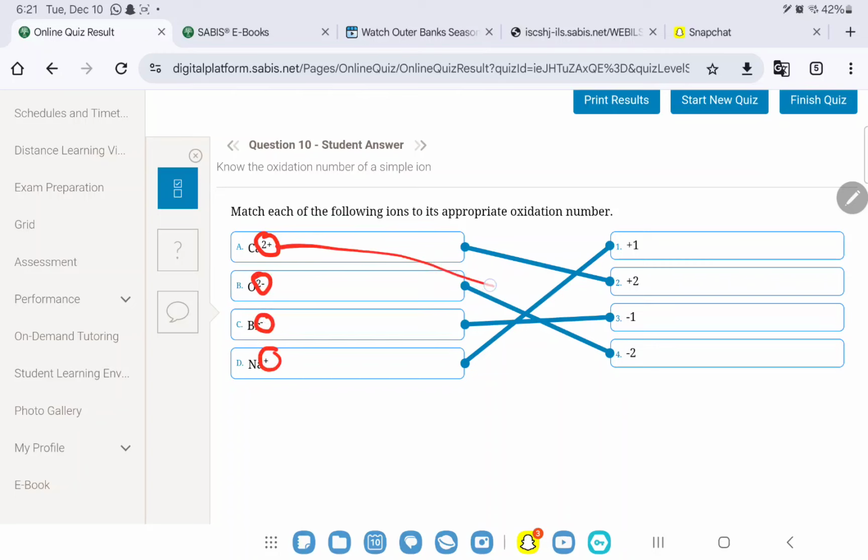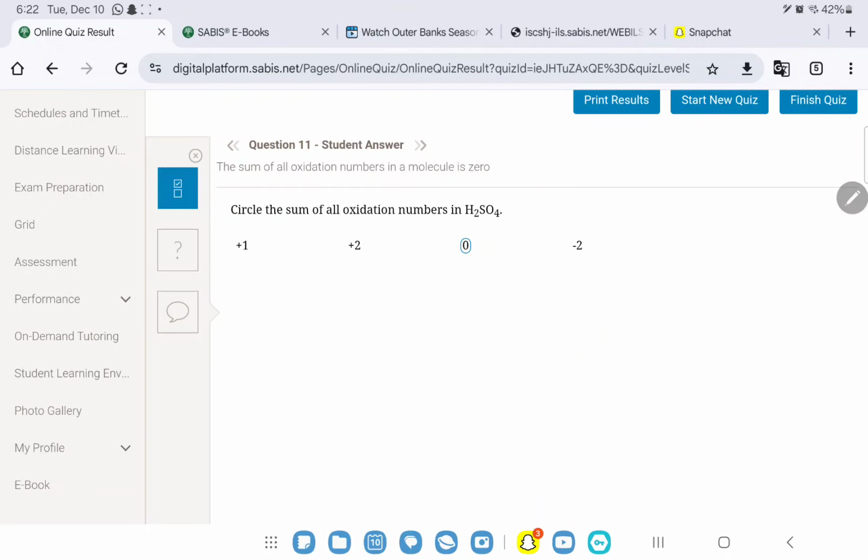If it's plus 2, it's plus 2. If it's minus 2, minus 2. Minus means minus 1. Plus means plus 1. Okay, so the sum of all oxidation numbers, you have to look: is there a little tiny number in your corner? If there is no tiny number in your corner, the answer is 0. If there's a little plus or minus, it would be plus 1 or minus 1. If it's 2 plus or 3 plus or 4 plus, then it would be plus 2, 3 or 4. If it's 2 minus, 3 minus, 4 minus, it would be negative 2, negative 3, negative 4.